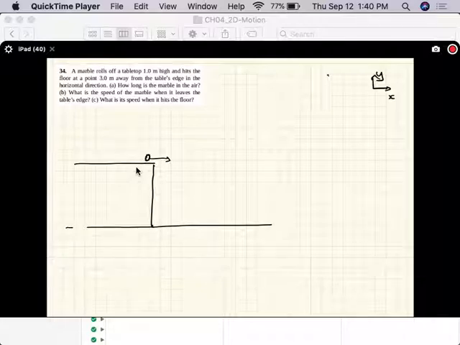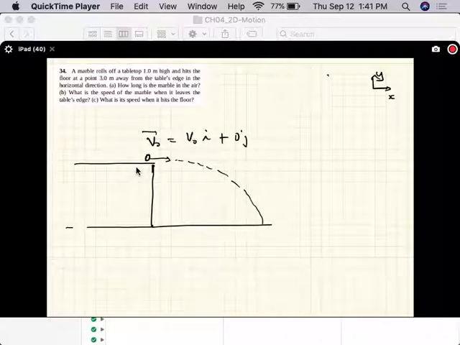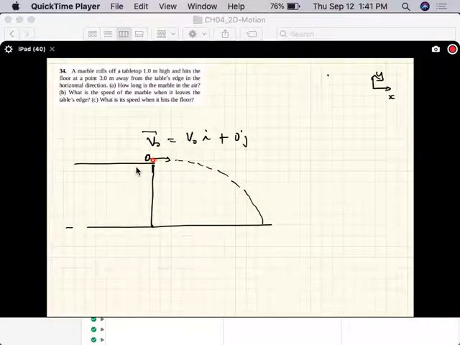Now, let me see how much your intuition works. Let's say you shot the marble like that. There is the initial velocity, and as you can see, it only has an x component and no y component. Now, let me ask you this. The time it spends in air, does it depend on how fast it was launched? No.